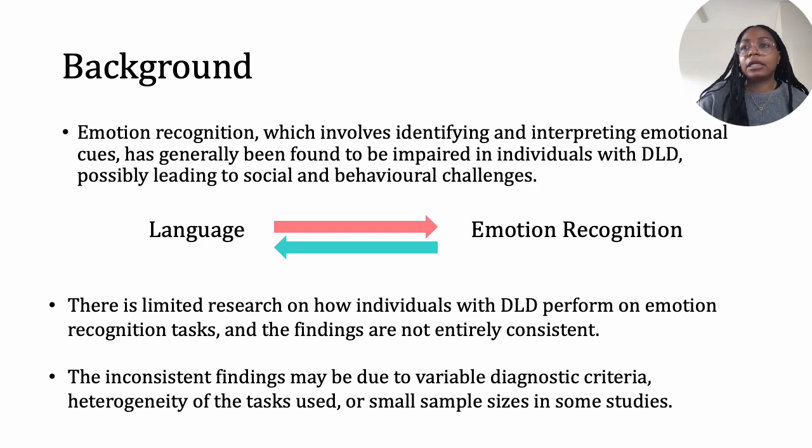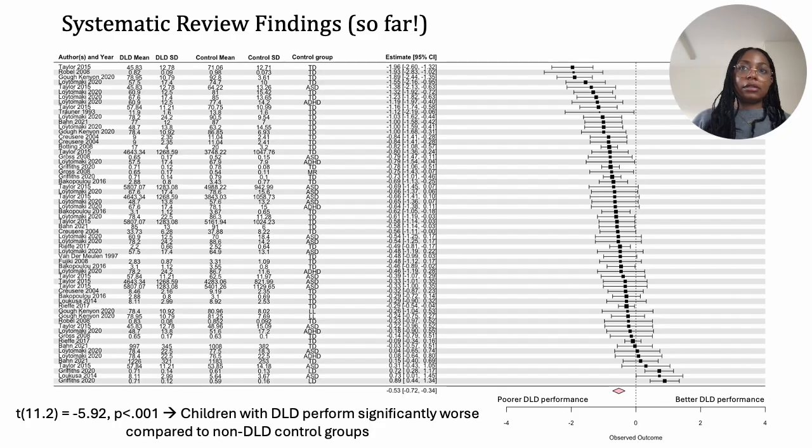And whilst the connection between language and emotion recognition is very clear, the direction of this influence remains quite unclear. It could be that language is influencing emotion recognition or vice versa, but this relationship could also be going in both directions. It could be bidirectional. There is limited research looking at how individuals with DLD perform on emotion recognition tasks, and these findings aren't entirely consistent. This might be due to variations in diagnostic criteria, differences in the tasks that are being used, and also small sample sizes, meaning that we might not be tapping into some of these effects more clearly.